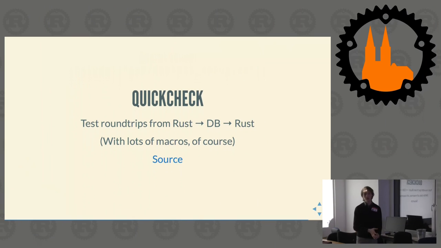Also, for the mentioned round trips, we use QuickCheck. That is, we have implementations for all the types of Arbitrary, which is a trait for QuickCheck. So we can generate data that fits into, let's say, a timestamp, and we can represent this in Rust, send it to the database, see what we get back, and convert it to Rust, and hopefully they are the same. It's really nice to not write a lot of examples, but just find all the examples that are relevant.